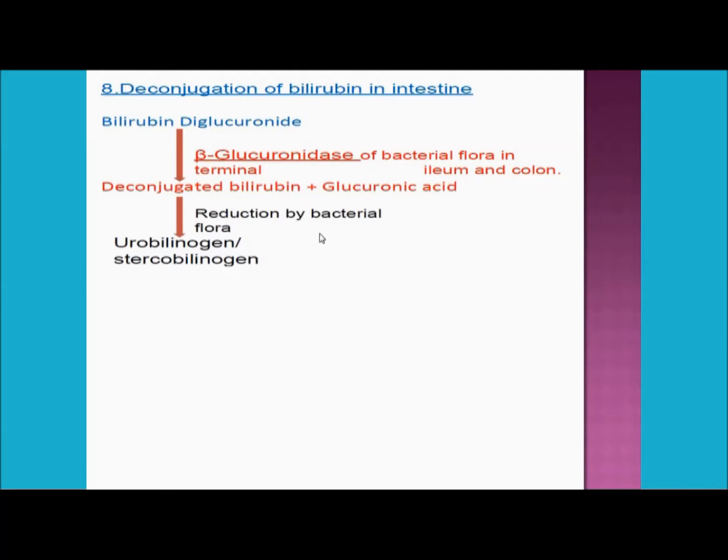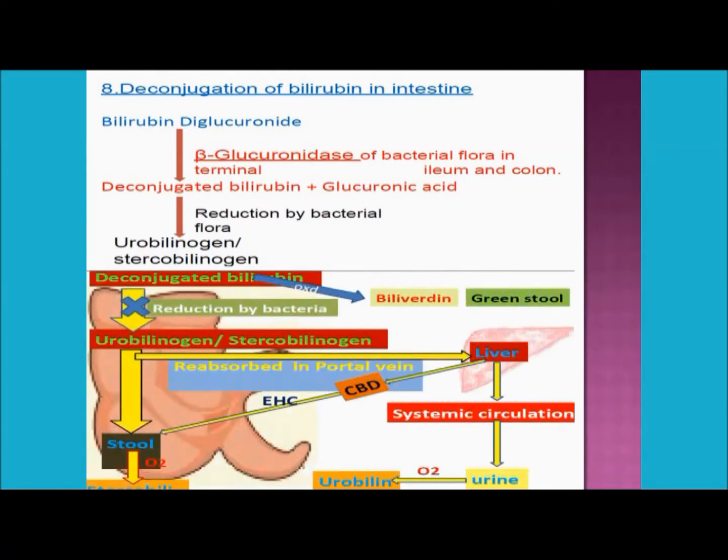This reduction is done by the bacterial flora to convert it into urobilinogen, or you can say stercobilinogen. So basically, you see, deconjugated bilirubin, if it gets oxidized, forms biliverdin, right? It gives the green color of the stool. Similarly, the reduction of the bilirubin, we have already discussed, takes place by the bacterial enzyme, right? Now if it doesn't take place, then the color of the stool will become green.